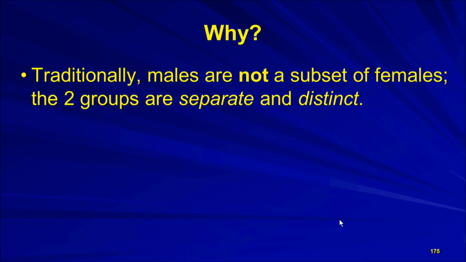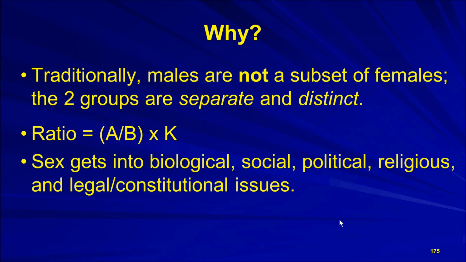Okay, and why? Traditionally, males are not a subset of females. The two groups are separate and distinct. They're not the same. We have a ratio, and notice the nomenclature. It's not an x and a y, but an a and a b times the constant to the nth power.